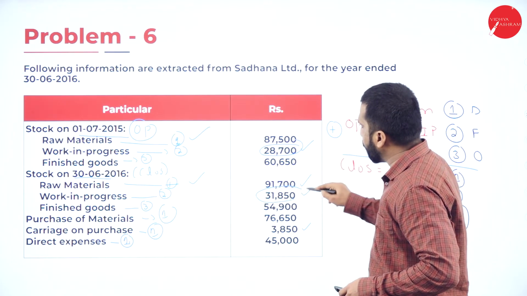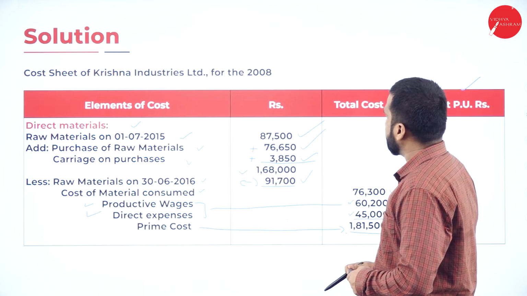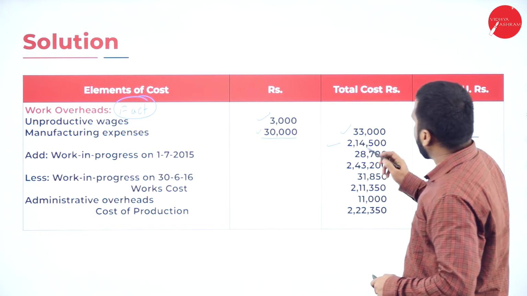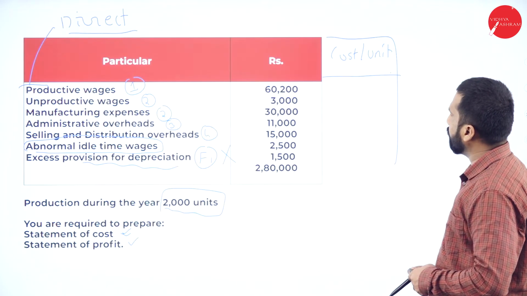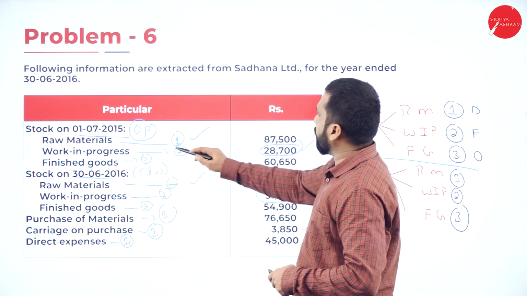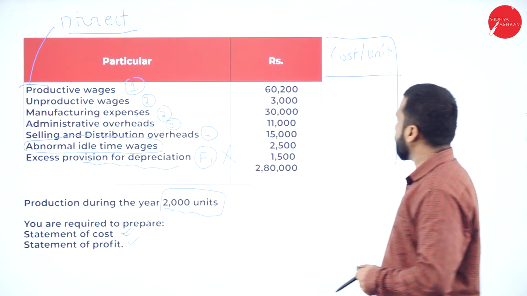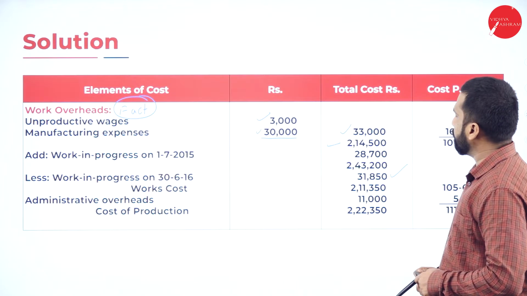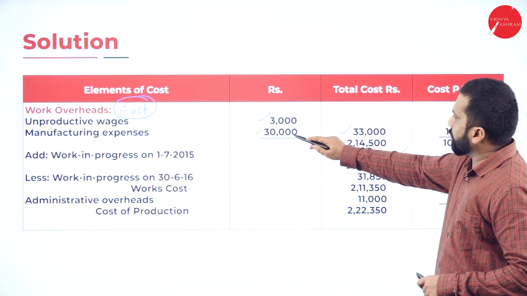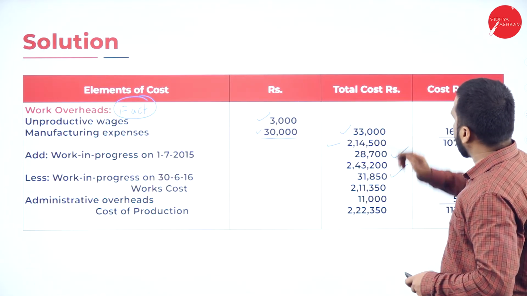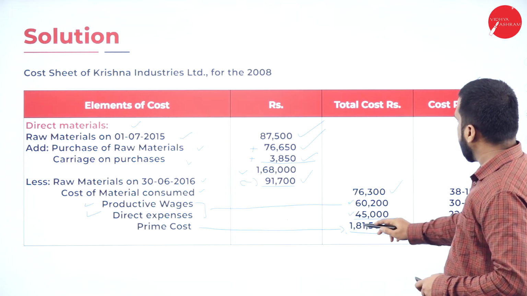28,700. 31,850. Opening work in progress is 28,700. Yes, 28,700. 30 plus 3, 33,000. The old balance is how much?